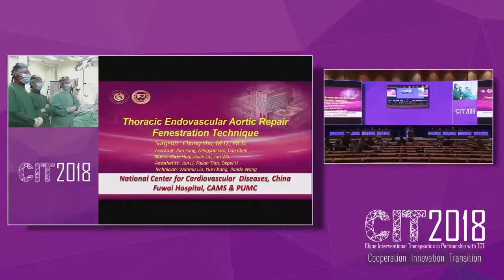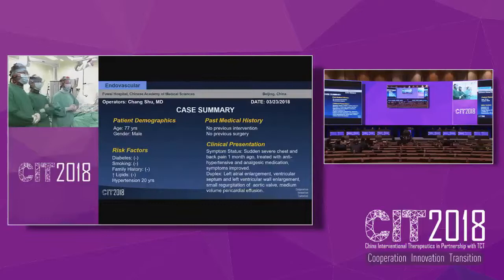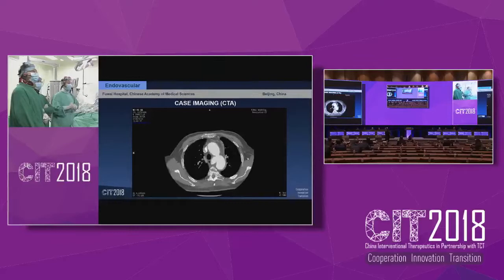So today, we'd like to show a special case. The patient suffered from an aortic ulcer just on the aortic arch. It's a 77-year-old gentleman. He suffered from chest pain for 1 month, and was admitted to our hospital. It seems he has had hypertension for more than 20 years. Next, please. Let's take a review of the CT scan.